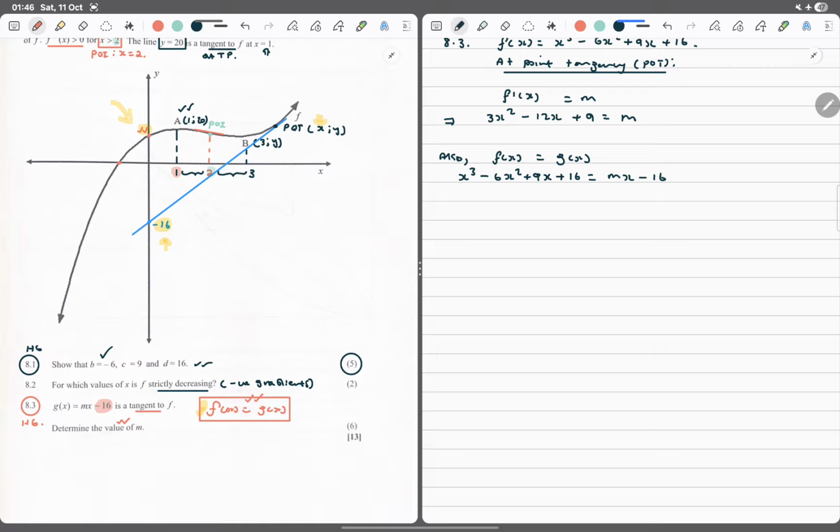I don't see, unless we can express m in terms of x, then it can help us somehow. Let's just play. Since we've got m in terms of x, let's substitute that in the place of m and see what happens. It may work, it may not work.